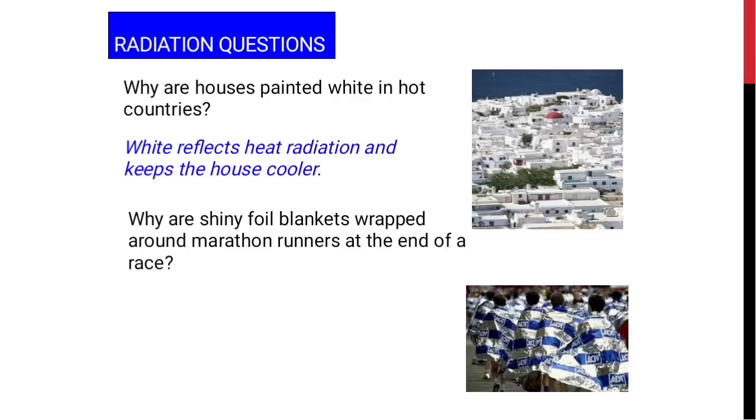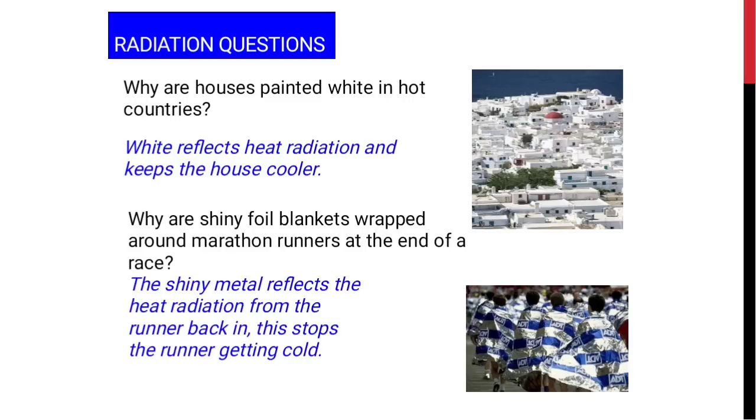Why are shiny foil blankets wrapped around marathon runners at the end of the race? The shiny metal reflects the heat radiation from the runner back in. This stops the runner getting cold.